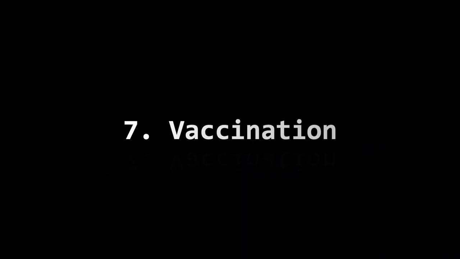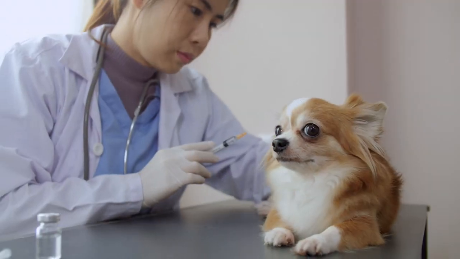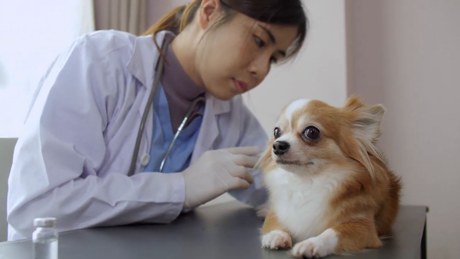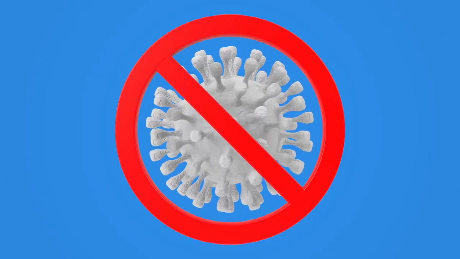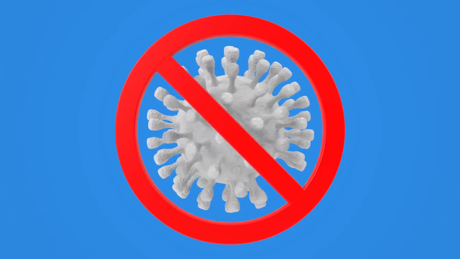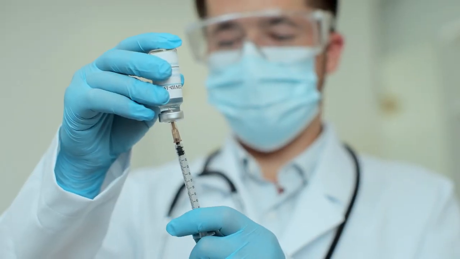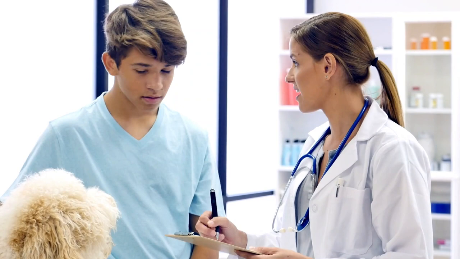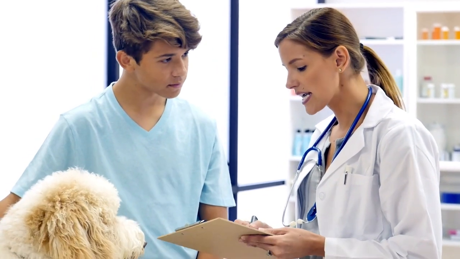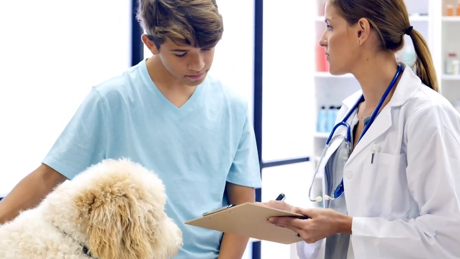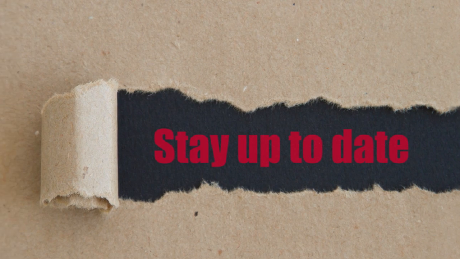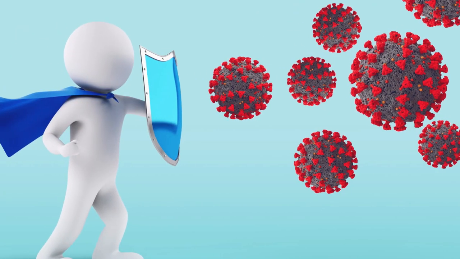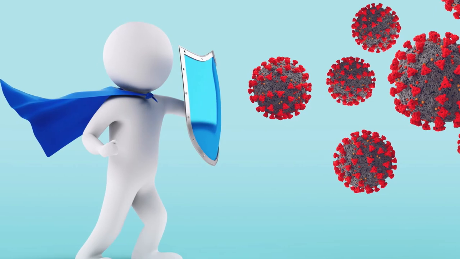7. Vaccination. Vaccination plays a crucial role in preventive healthcare for pets. Vaccines help protect animals from infectious diseases, similar to how human vaccines work. Your veterinarian will recommend a vaccination schedule tailored to your pet's specific needs. Staying up to date with vaccinations ensures your furry friend has the best defense against preventable illnesses.